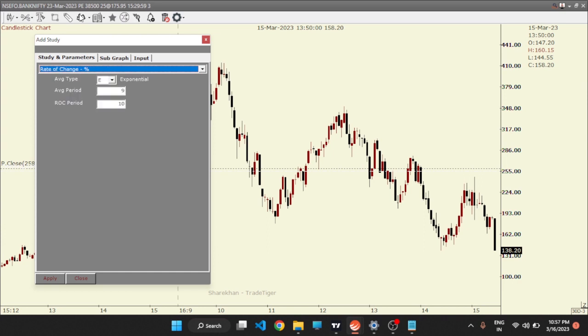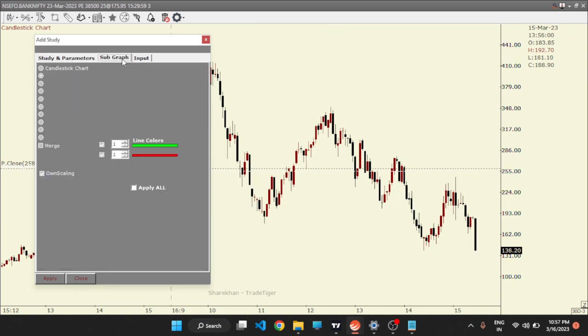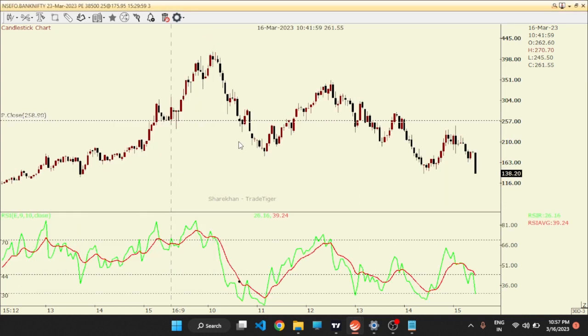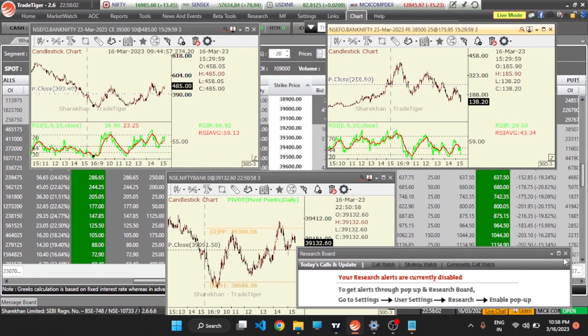Relative strength index, and the RSI period must be 10, and the middle line must be 44. Let's increase the graph's intensity, apply, close. Okay, and this is also a 3-minute time frame chart, so you have to watch both simultaneously.